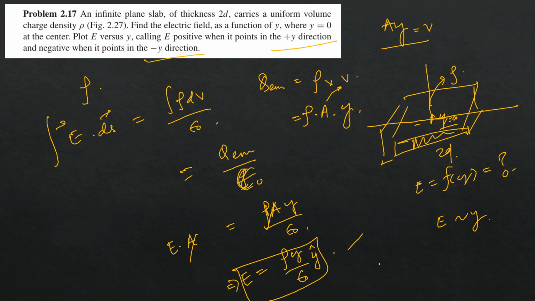See, the one we got here is actually for y less than d. D, as we have seen here, 2D is the thickness, so D is half of the thickness. This is for y less than D. For y greater than D, I will simply put D in place of y: rho d y cap by epsilon naught. Right? Okay. Got it.